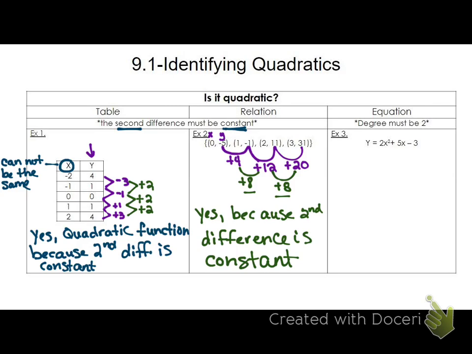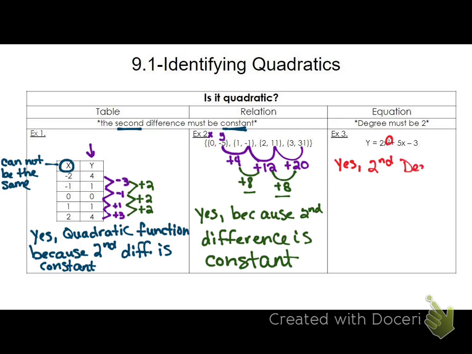In order for an equation to be quadratic, it has to have a power of 2, or a degree of 2. So the highest degree must be 2. So looking at this equation, 2x squared plus 5x minus 3, does it have the highest degree at 2? Yeah. So right there, that squared automatically makes it quadratic. So yes, it's quadratic because it's to the second degree.